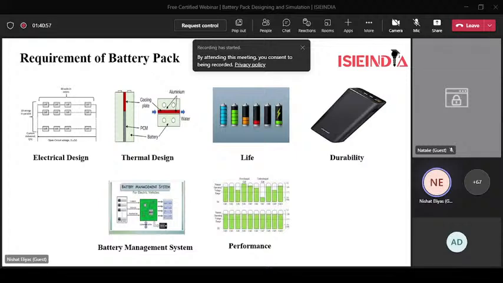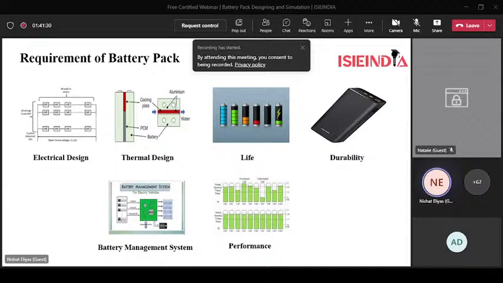We have to choose such a chemistry, such a robust design, and design it in such a way that it can sustain maximum vibration. We also have to choose a chemistry that has a longer life, and one that has a lower degradation rate with respect to time.